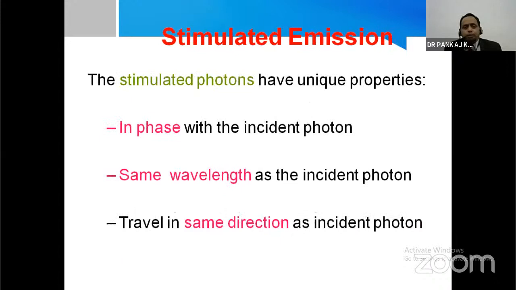Now, the stimulated photons have unique properties: they are in phase with the incident photon, have the same wavelength as the incident photon, and travel in the same direction as the incident photon.